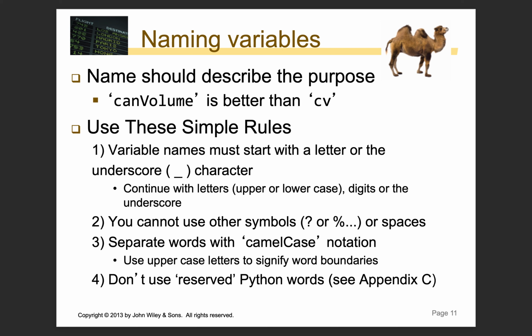Typically, we try and use CamelCase notation, so the first letter in our variable name, like in canVolume, is a lowercase letter, and then every new word we uppercase, so the V in volume is uppercase. Okay. And then finally, don't use reserved Python words. We will look at some reserved Python words in the future.